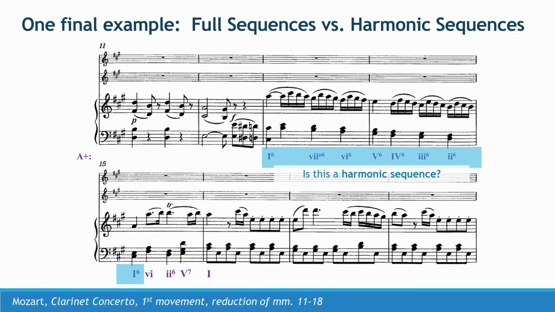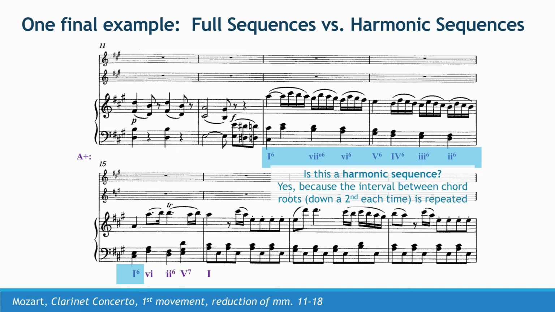Next, I want you to take a look at the harmonic progression, and I want you to answer, is this a harmonic sequence? Does it repeat the pattern of chord roots? It turns out yes in this case, because the interval between chord roots is down a second each time. So from 1 to 7 is down a second, from 7 to 6 is down a second, and all the way through the highlighted progression. It turns out they're all in the same version, but that wouldn't have mattered. Even if these were in different inversions, it still would have constituted a harmonic sequence.